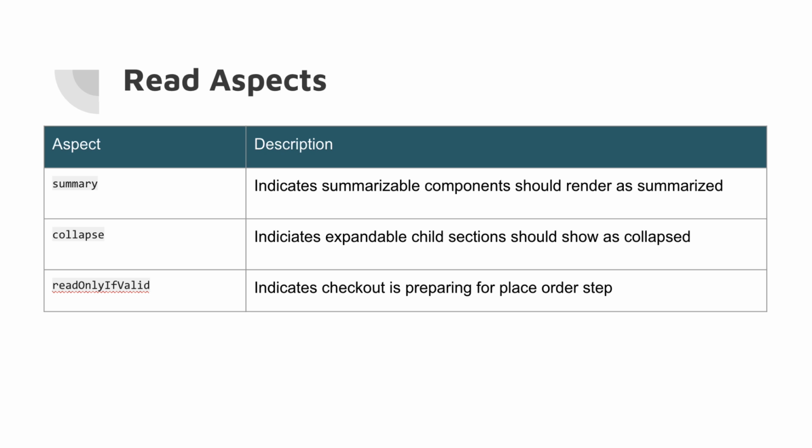Second, we have collapse, and collapse indicates that the expandable child section should show as collapsed or not. And then the third here is read-only if valid, and what the docs I can find say is it indicates checkers is preparing to place order step.